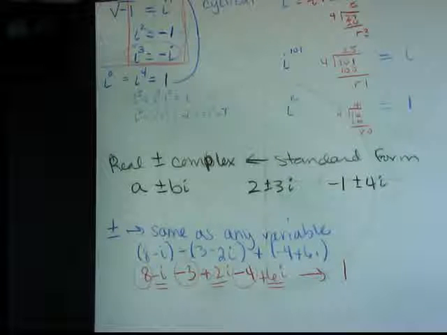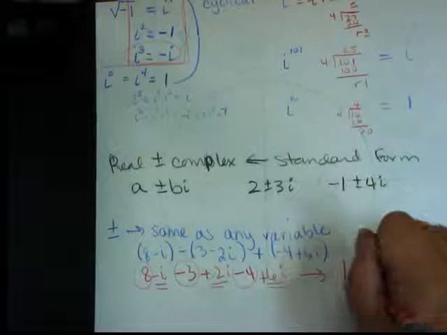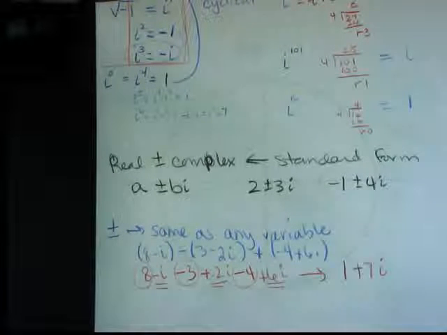Gives us, what did I just say? Minus i plus 2i is 1, plus 6 is 7. Combine them just like you would anything else. All right, so that's adding and subtracting. Add and subtract them like you would any other letter.